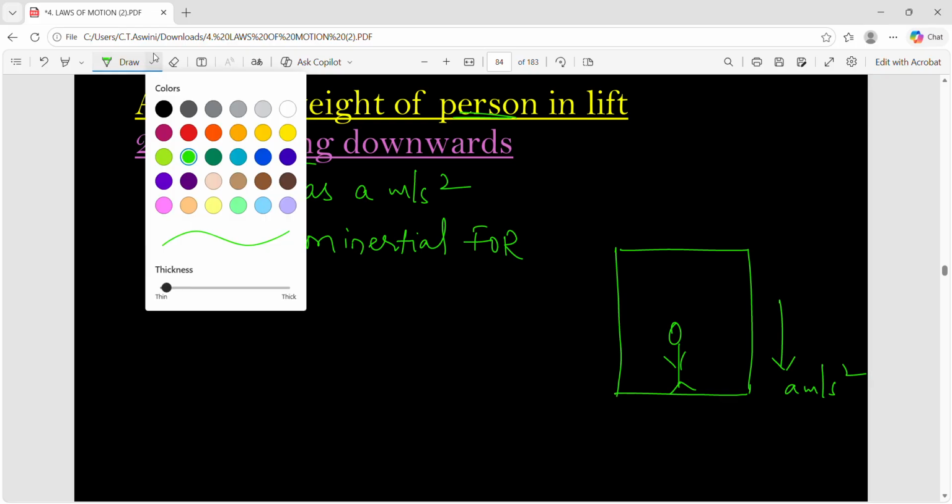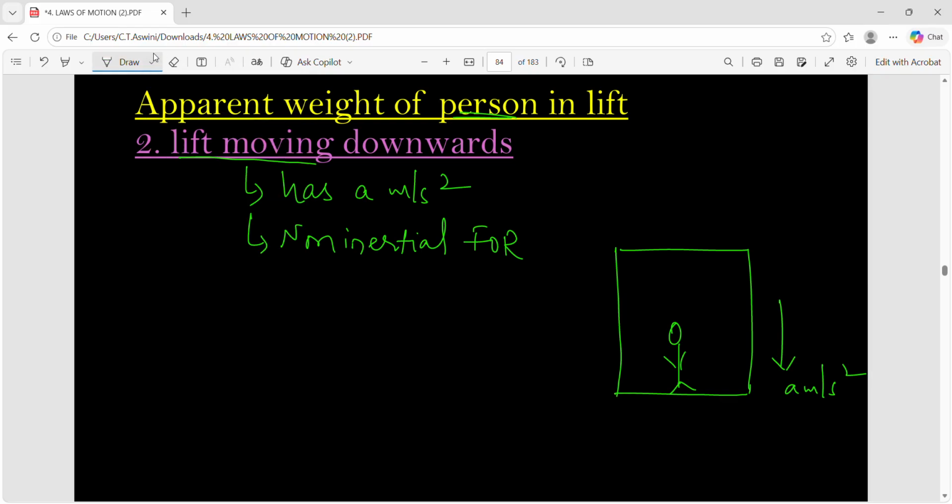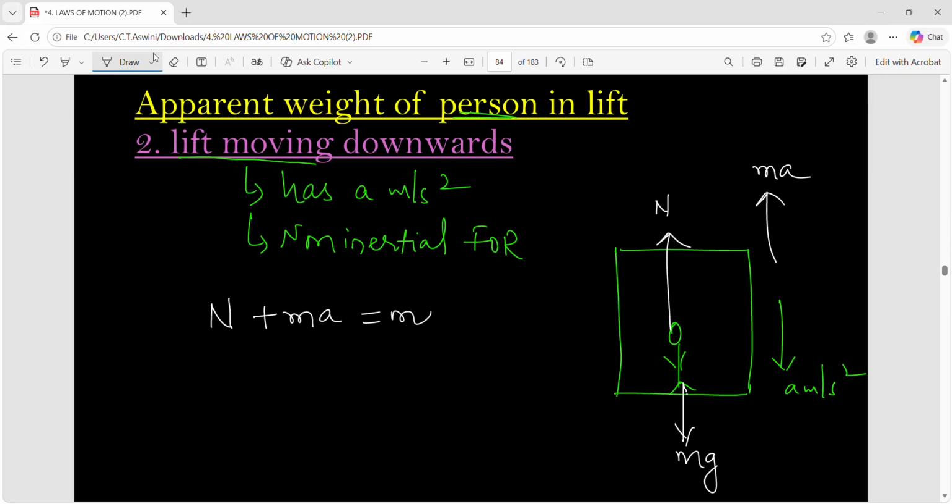Person is inside the lift. So we'll apply the same concept. Weight of the person will be acting downward, that is mg. Normal reaction will be upward. And opposite to a, we'll consider pseudo force, which is m into a. Now what will be the equation? N plus ma will be equal to mg. So what is normal reaction now? It is mg minus ma.